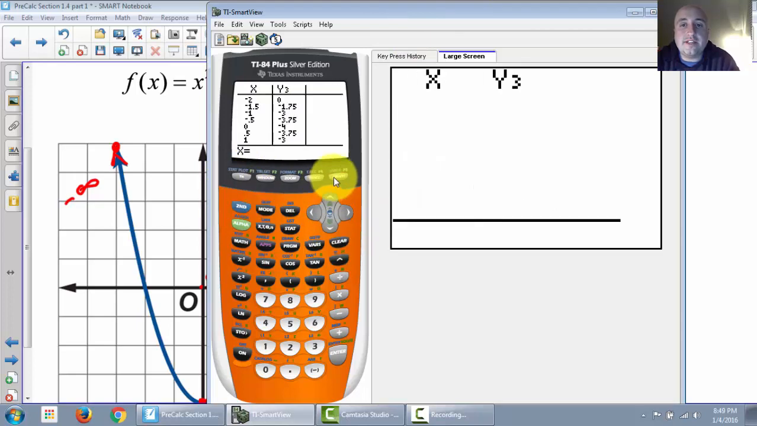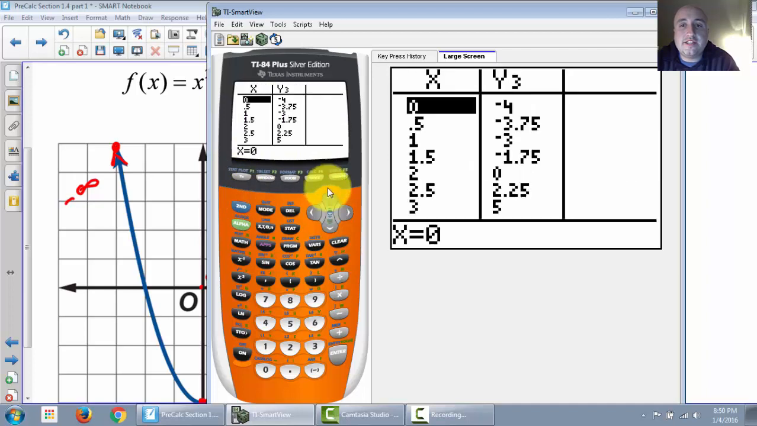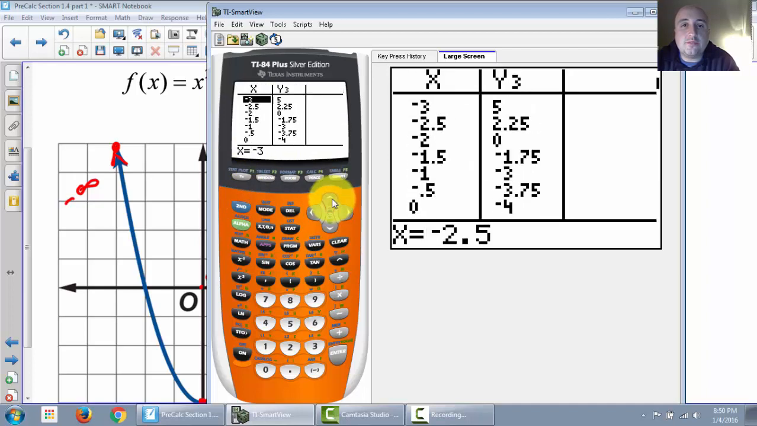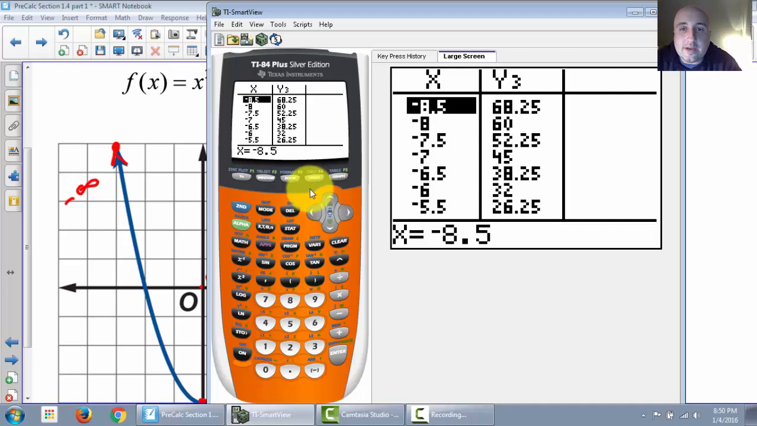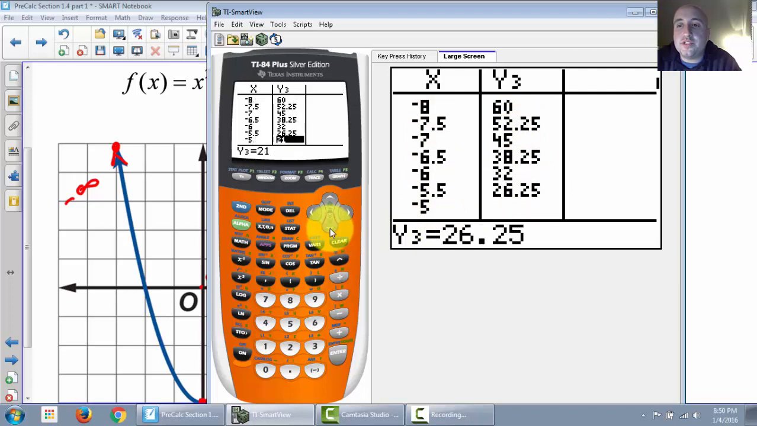And if I go to my table, and I'm starting my table at 0, and I'm just going by halves, 0.5, and you can kind of see what's happening here. So I'm going to go back up to negative here. Now let's look at the y values. 68.25, 60, 52.25, 45. So as you notice, if my x's are negative and they're getting bigger, my y values are getting smaller. So 38.25, 32, 26.